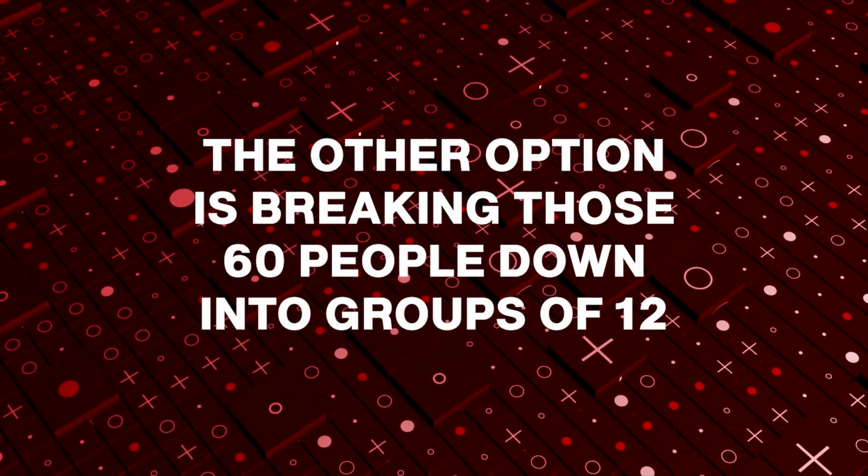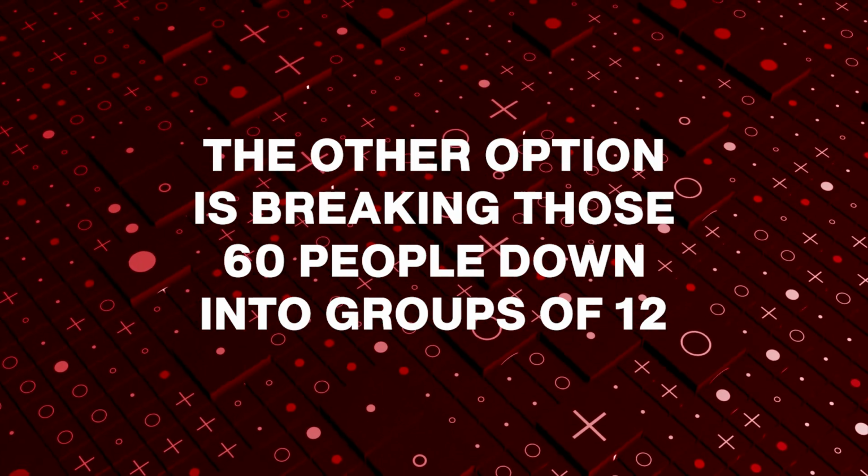So you can do one large general assembly in an auditorium, a cafeteria, in the gym, and you can run through the training with all 60 people in one room and have 4 or 5 or 6 instructors there to facilitate and guide the skill. The other option, and this is what we're going to be doing, is breaking those 60 people down into groups of 12, right? 10 to 12 people in a room.